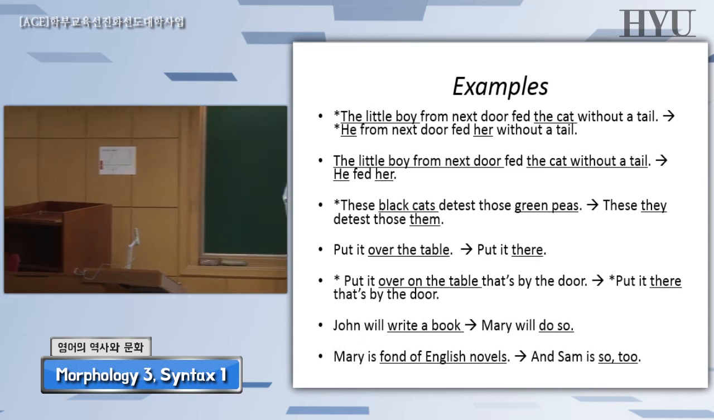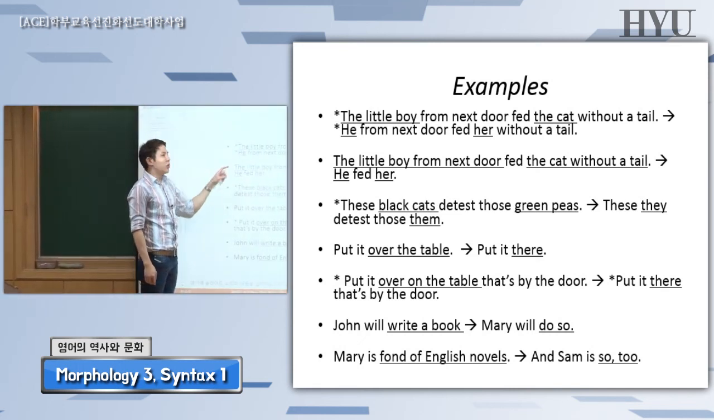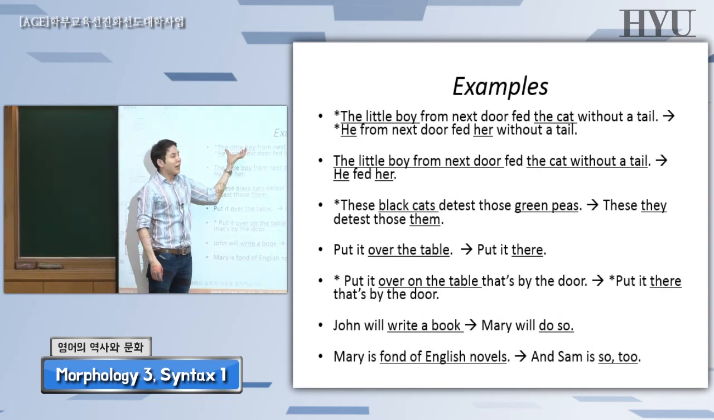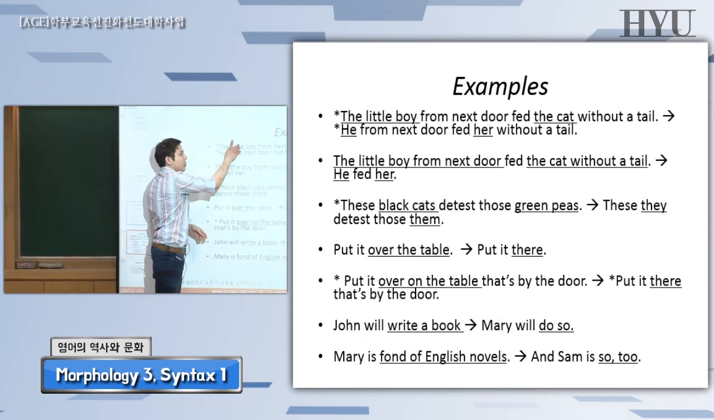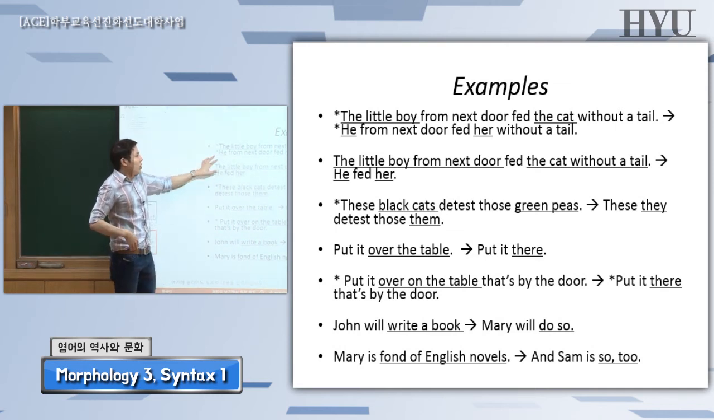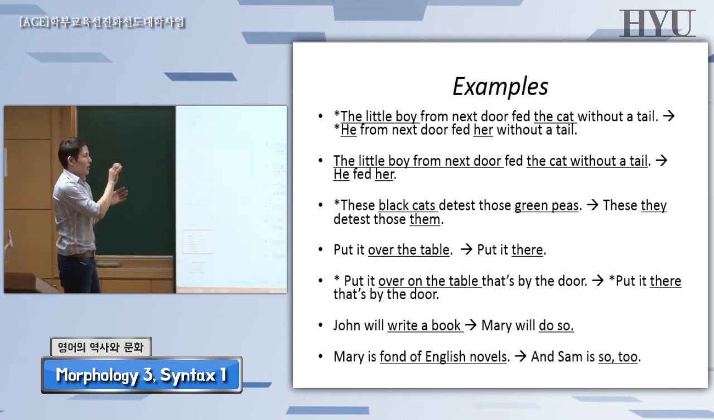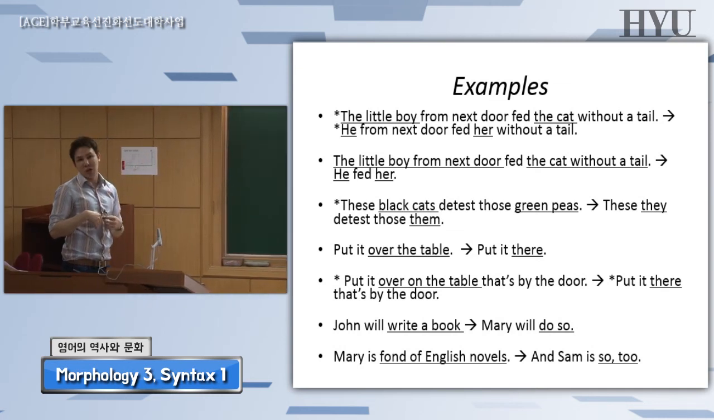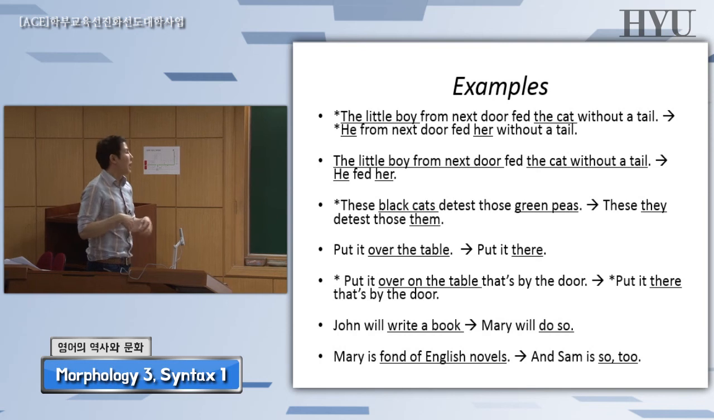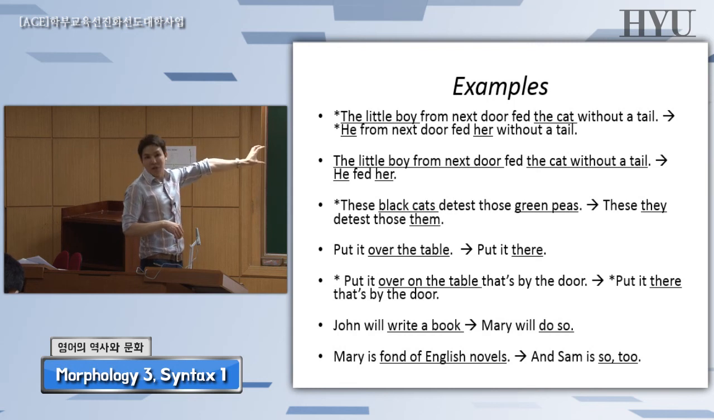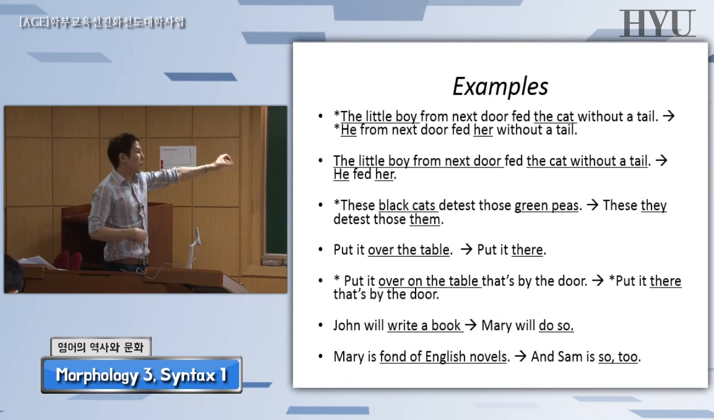Because if you substitute the little boy with he, you get he from next door, okay? Because I only underline here, and you want to substitute the little boy with he, right? And you will find that the result is not acceptable. You cannot say he from next door fed her, right? So in this case, the little boy by itself is not a phrase, okay, based on this example.